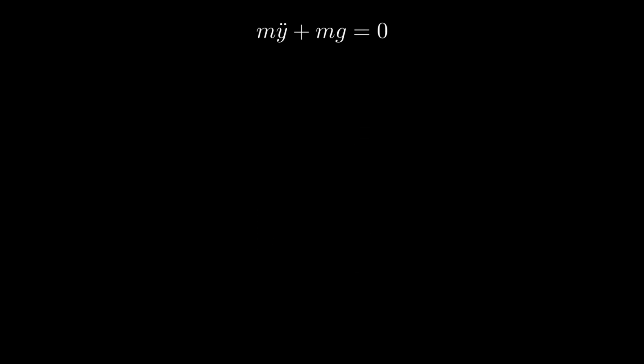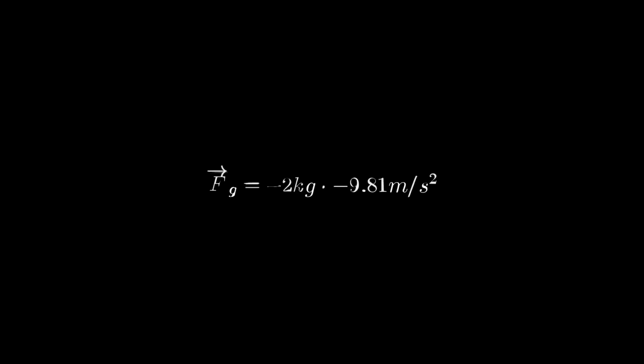Mass times acceleration? Wait, that looks familiar. Mass times acceleration is just force. And if we rearrange the equation, we can find that the force of gravity on the ball is the same as what we got using Newton's second law, negative 19.62 newtons. The sign is originally incorrect because Lagrangians are an energy, a scalar property.